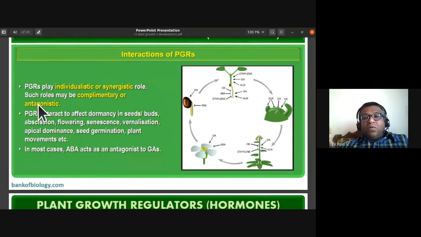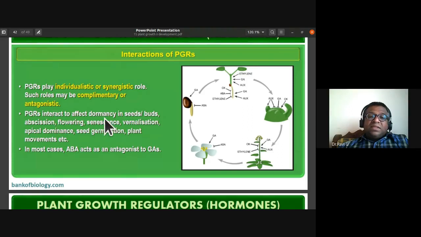So plant growth regulators can individually help in the development of a plant, or they can function together with other hormones, that is a synergistic role. Such roles may be complementary, or they can be opposing roles. Like one of the hormones promotes dormancy, and another breaks dormancy. So antagonistic roles might also be there.